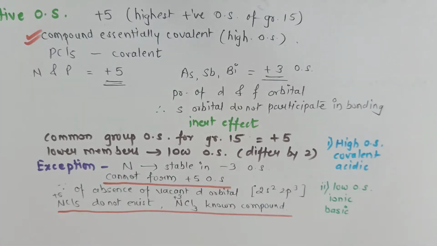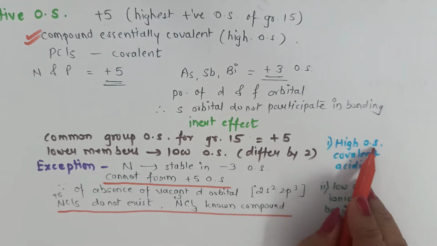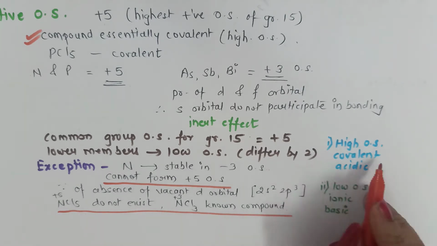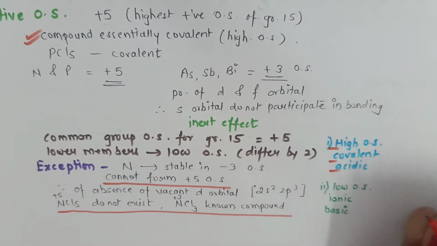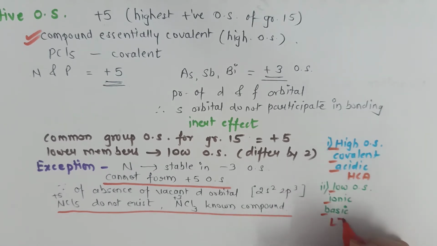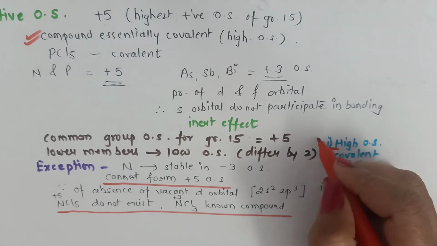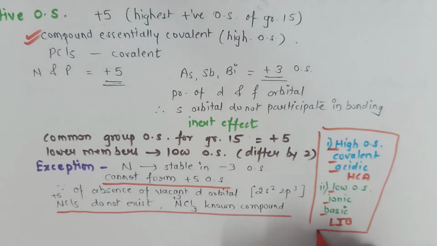So what's the main concept we have to remember here? If the element in a particular compound exhibits higher oxidation state, then that compound will be covalent in nature and acidic. But if the element in any compound exhibits low oxidation state, then it will be ionic and basic. How can we remember? HCA, Lib. So just remember the alphabet HCA, Lib. If you remember these things, calculations of oxidation number and answering reasoning type questions will be very easy for you.